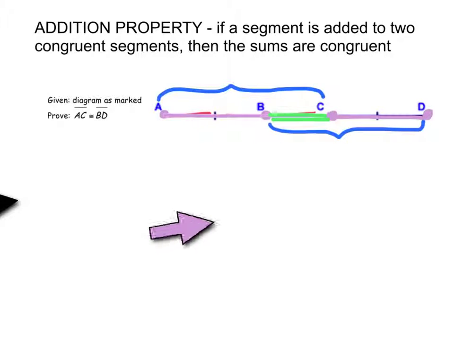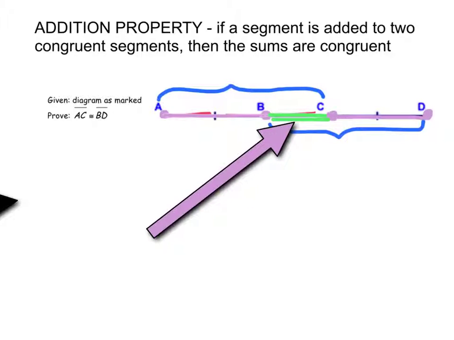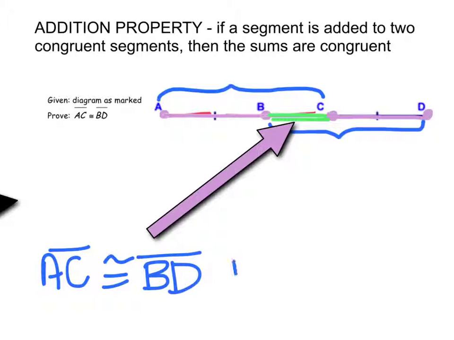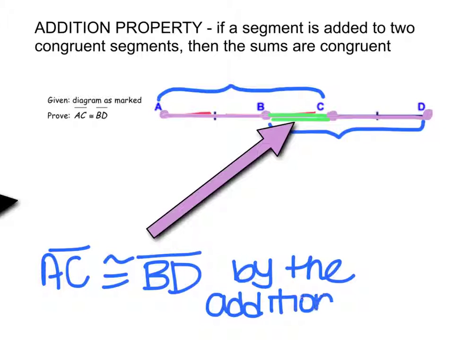So I have this segment BC right here being added to two segments that are congruent, AB and CD, which allows me to say that AC is congruent to BD by the addition property. If you would prefer to write out the entire property instead of just saying that this is the addition property, you are more than welcome to do that, but you can just say this is the addition property.